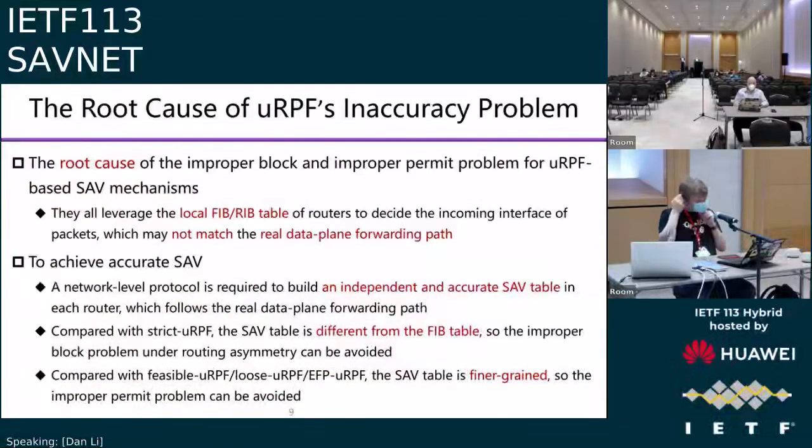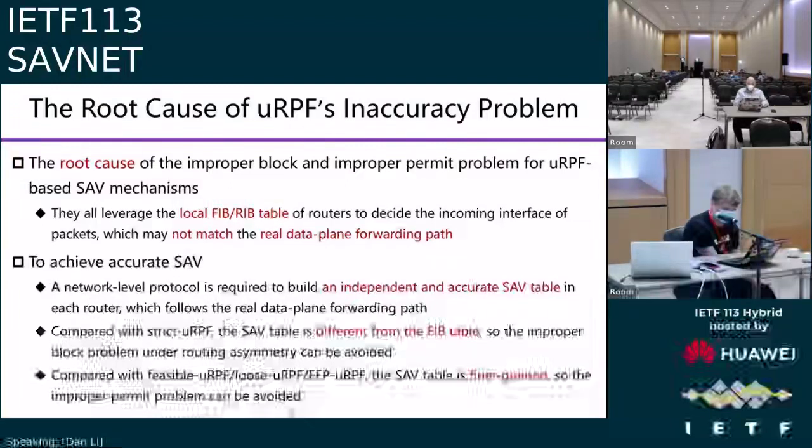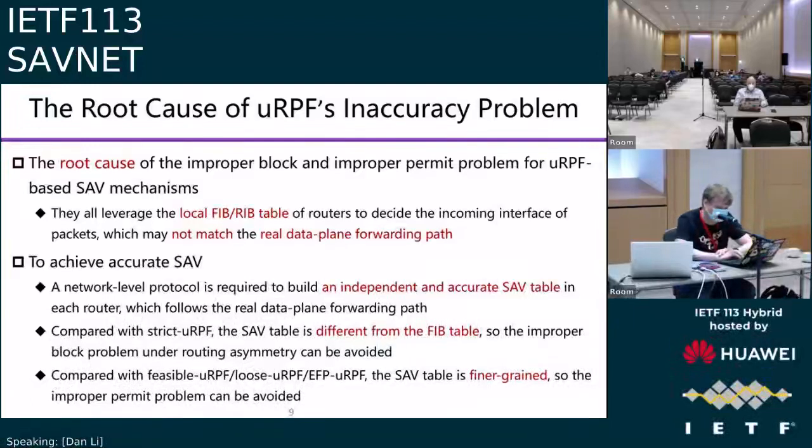Then we ask a question, what is the root cause? We think that the root cause of the improper block and improper permit problem for URPF-based safe mechanism is that URPF is a node level technology. It means that they all leverage the local FIB or RIB table of routers to decide the incoming interface of packets, which may not match the real data plane forwarding path. So to solve this problem and achieve accurate sieve, we may need a network level technology instead of the node level technology. We hope that a network level protocol can help build an independent and accurate sieve table in each router, which follows the real data plane forwarding path.